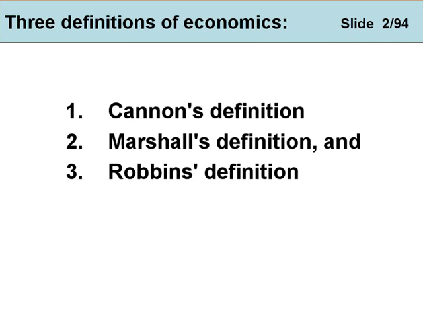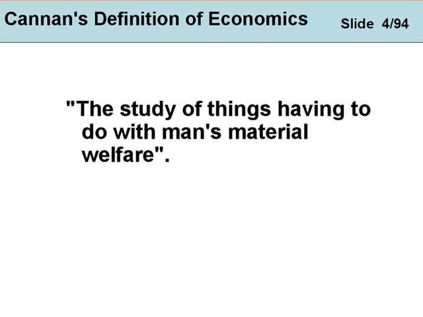The first definition, however, was put forward by a very famous economist of the early part of the 20th century, Cannan, and he defined economics simply as the study of things having to do with man's material welfare. This is a lovely definition, very straightforward, very simple, gentle definition. Unfortunately, there are holes in the definition, there are problems with the definition.